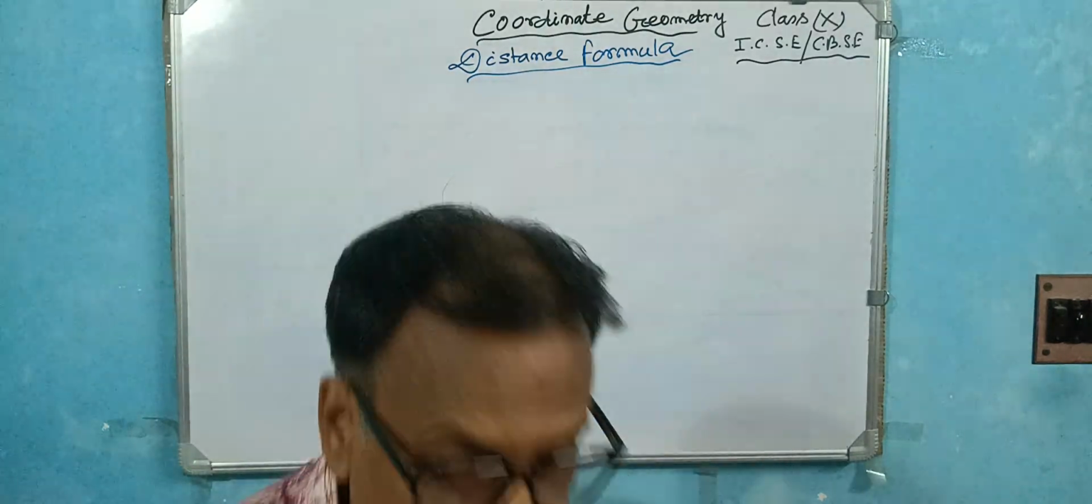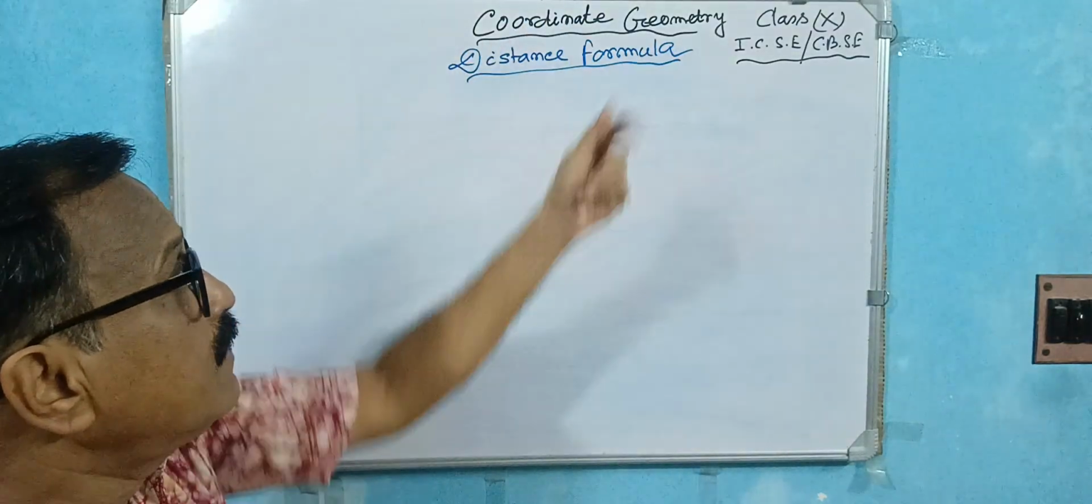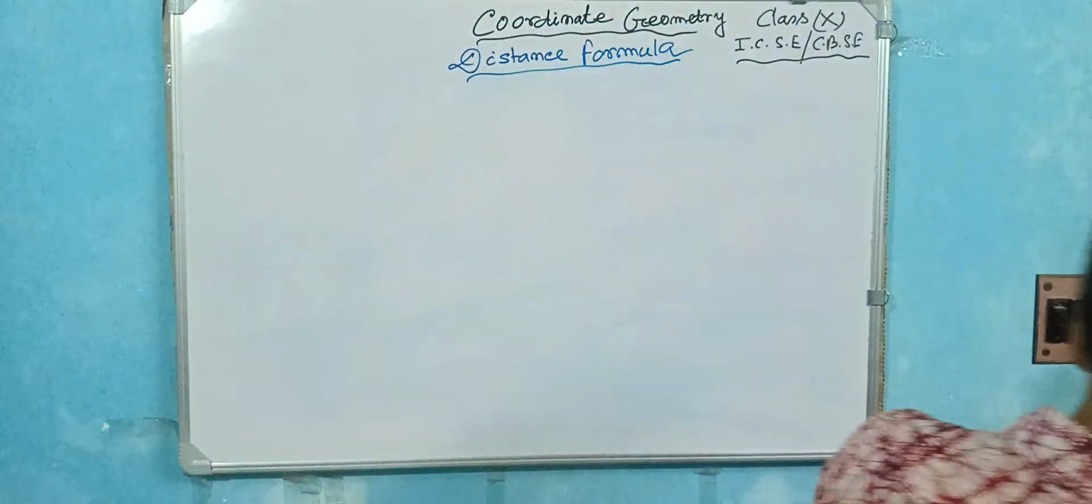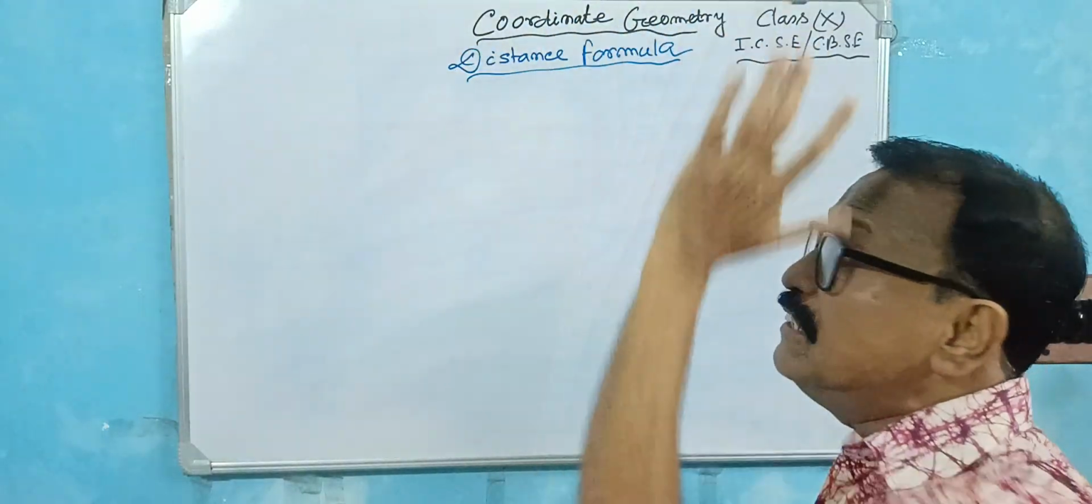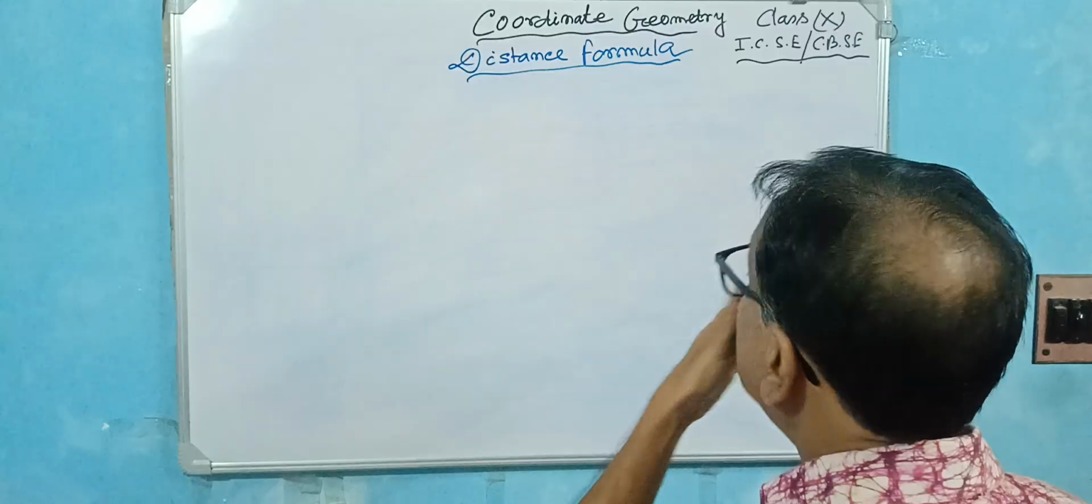Today I discuss coordinate geometry. This is the special coordinate geometry. Under this is the distance formula. This is specially for the ICSE.